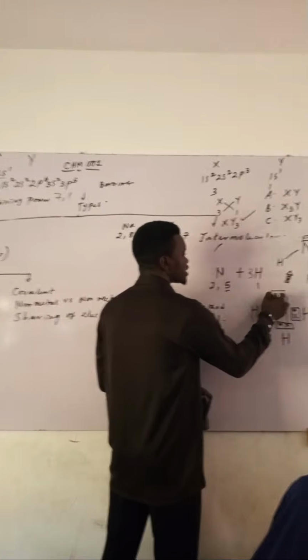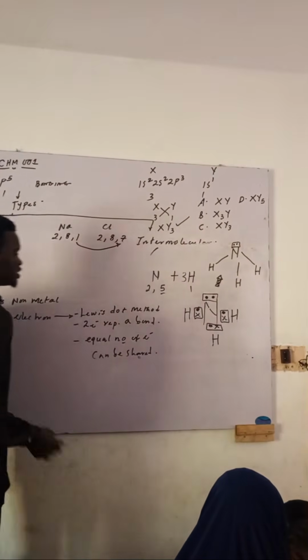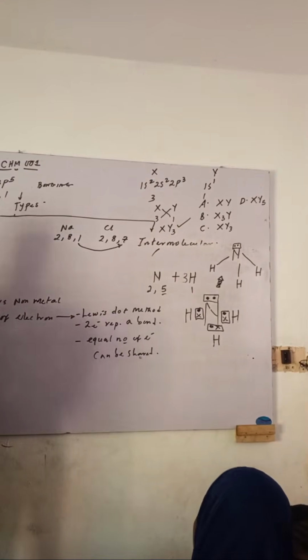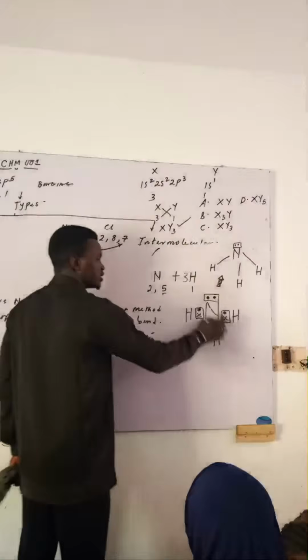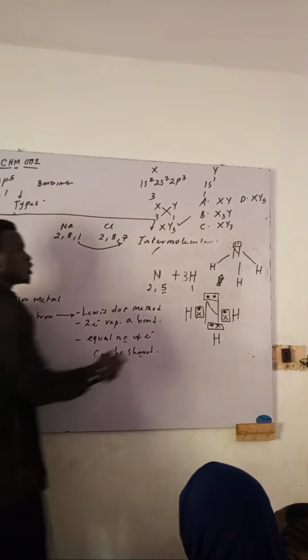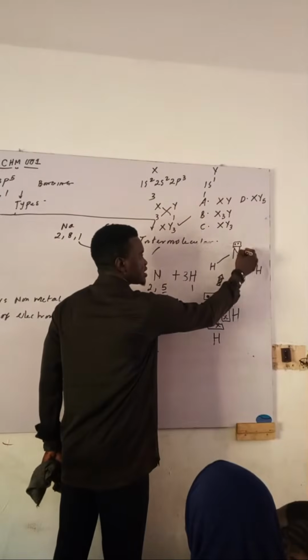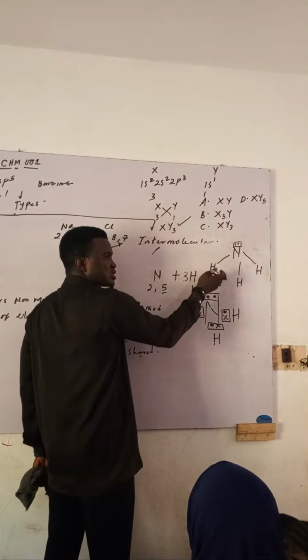Nitrogen already completed 8, hydrogen completed 2, and at the end of the day, everything is balanced. Then we call that covalent bonding because they are now sharing, unlike the other one where they were donating. So these 2 electrons now represent a single bond. These 2 electrons represent a single bond. These 2 represent a single bond.